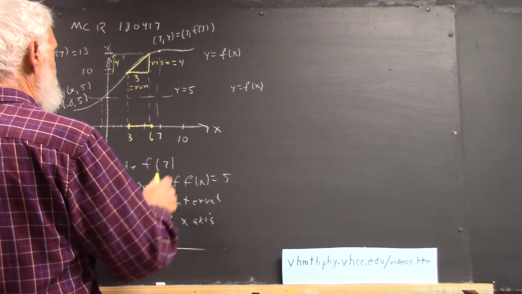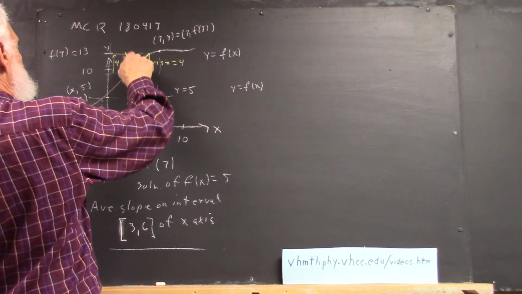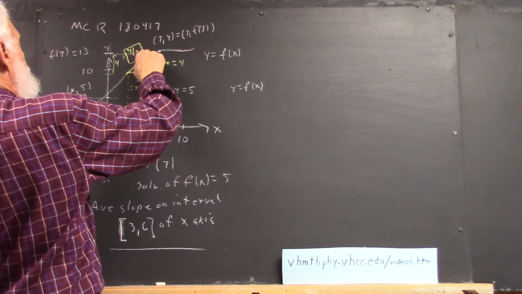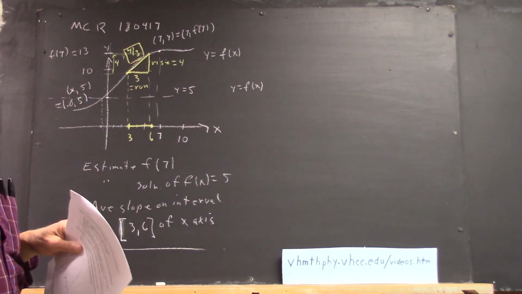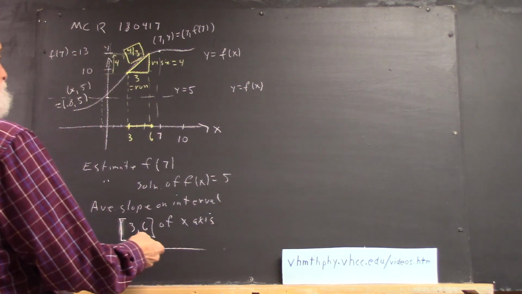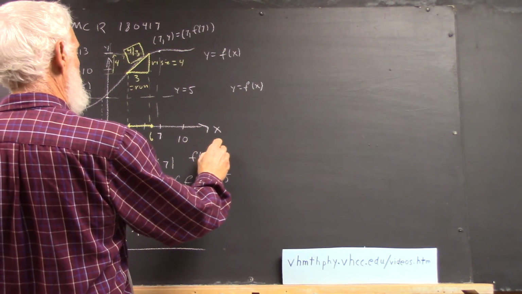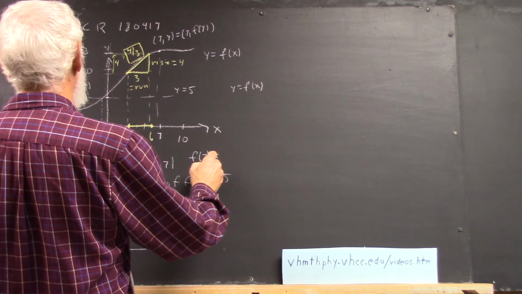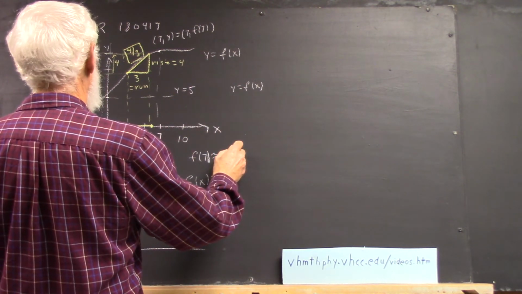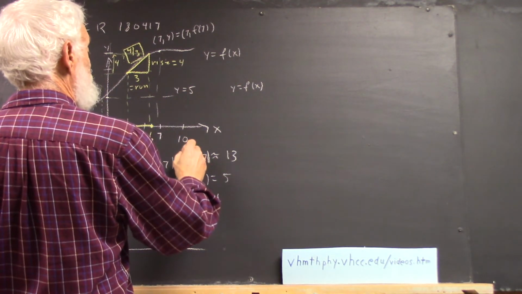so that slope is 4/3, right? So our answers, our estimate of f of 7, f of 7 looks like approximately, where did I get it? It was approximately 13. Yeah, I wrote that up here. So I would write this as one of my answers.